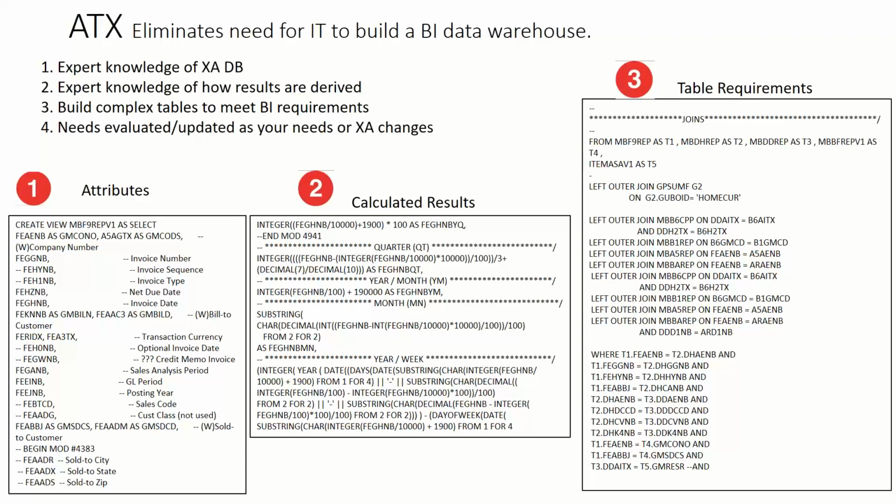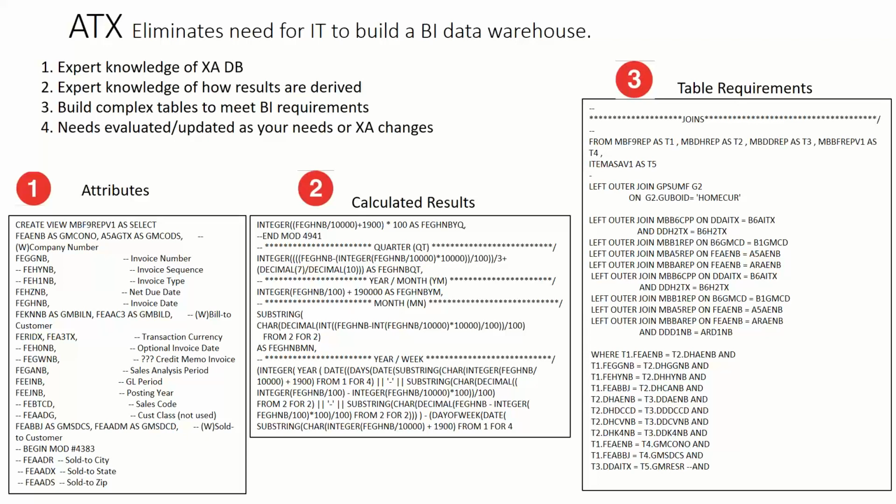For you to build an extensive BI data warehouse, you have to have expert knowledge of the XA database. You have to have expert knowledge of the results that are derived. You have to be able to build complex tables to meet your BI requirements. And what happens once something that you have built requires a change because your application actually changed or you included new functionality? Well, you have to go back in and change everything that you've built to include the new dynamic.